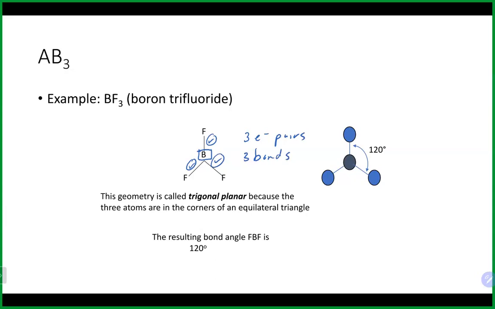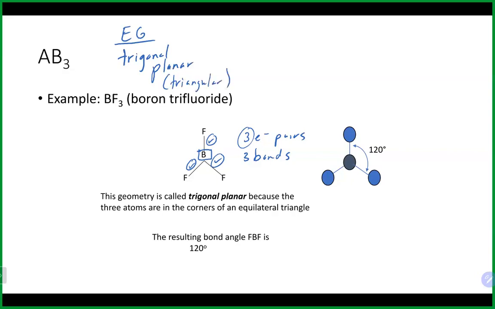And again, always the guy in the center. So something with 3 electron pairs around the central atom, the electron pair geometry is going to be what is known as trigonal planar. It is also sometimes referred to as triangular.